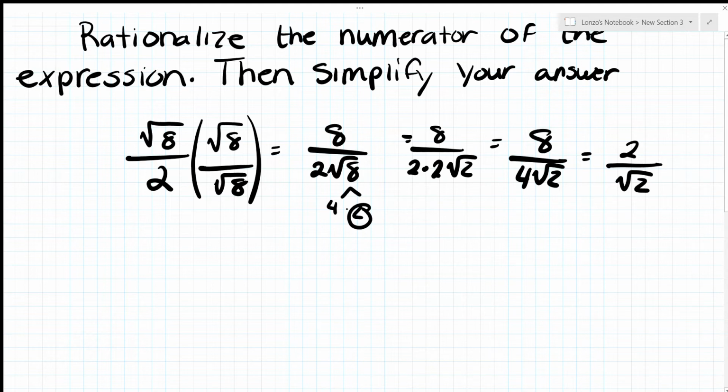And then you could actually go one step further and rationalize everything by square root of 2, or you could just leave it like this.